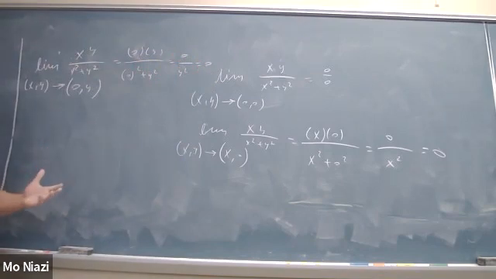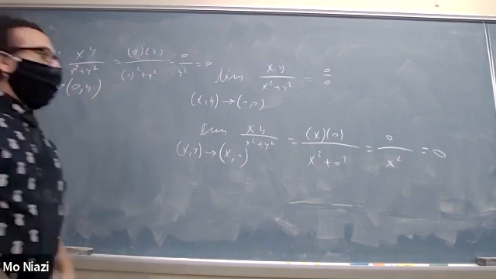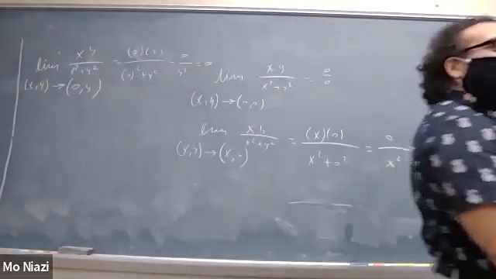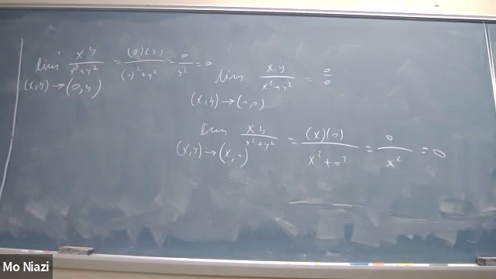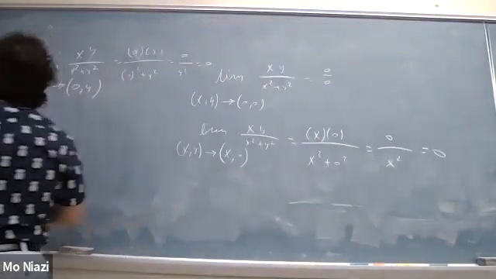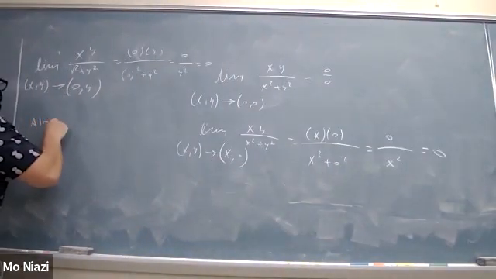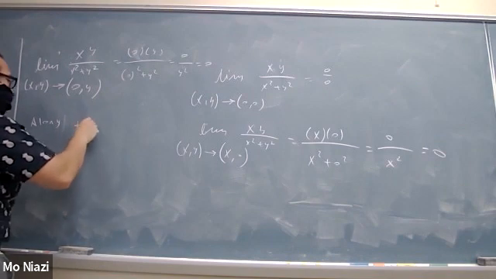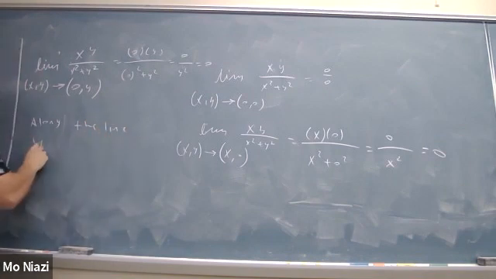Oh! Voila! They agree. The limit exists. Or does it? We only checked 2 paths. There's technically an infinite number of paths to check. Right? Notice that, well, what if I approach it along the simple line y equals x?